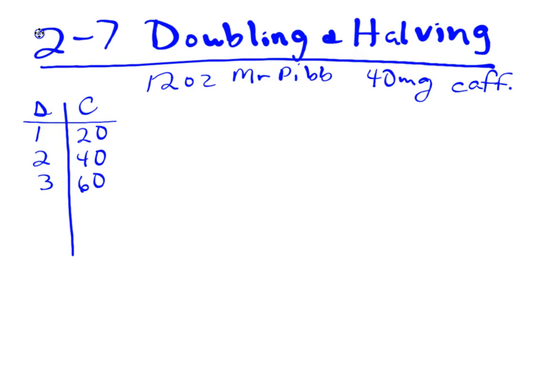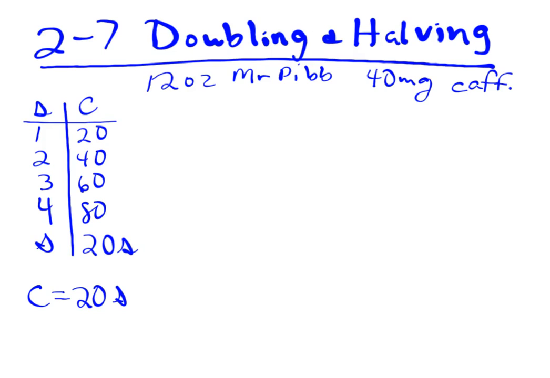And after the fourth song, she has another. So she now has 80 milligrams of caffeine. If I wanted to write an equation for how much caffeine is in her system after S number of songs, what would I do? Yep, the caffeine is equal to 20 times the number of songs. What kind of an equation is that that we've talked about already this year? Direct variation and linear, right?